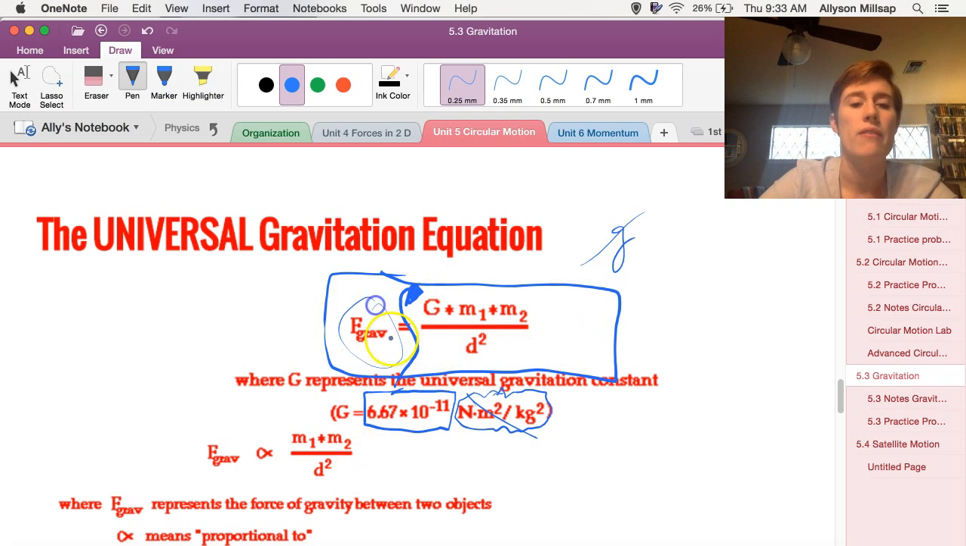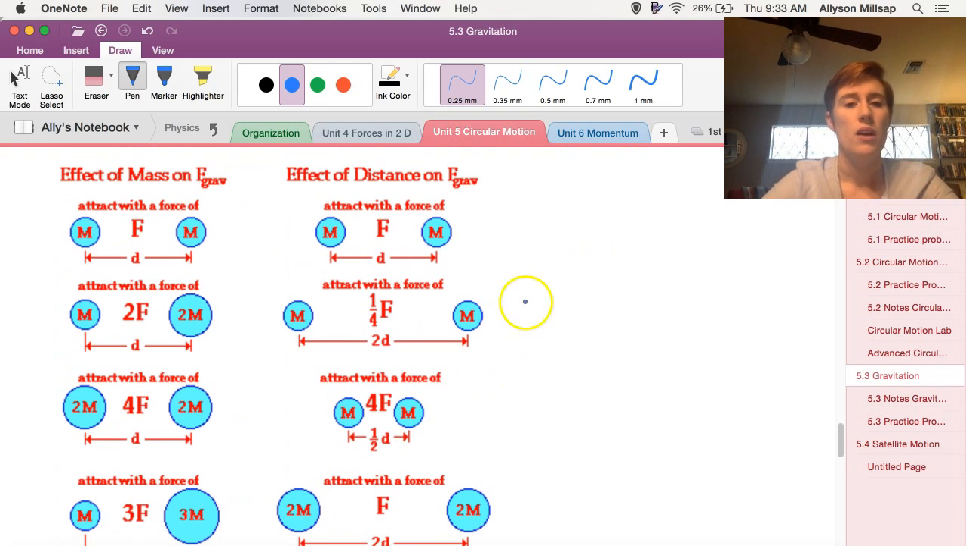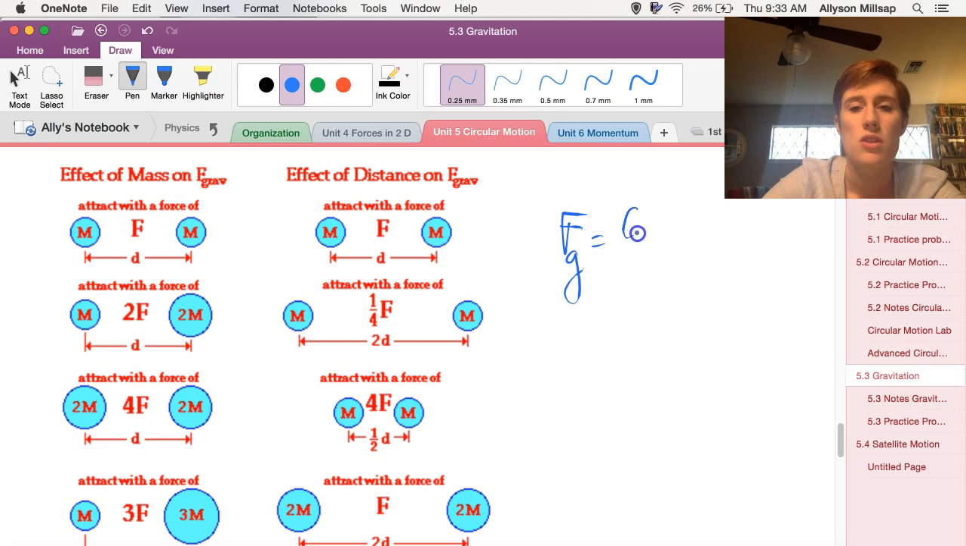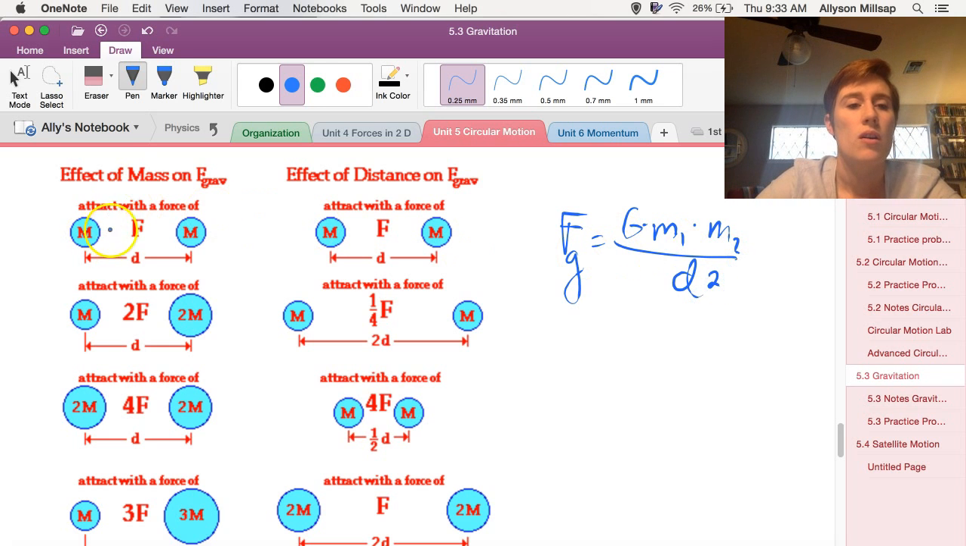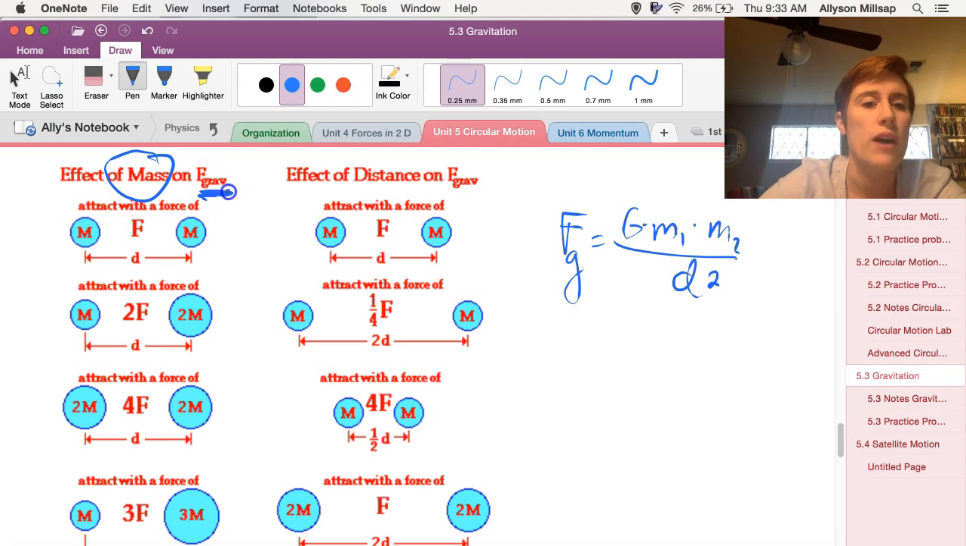Basically, the force of gravity between two objects will equal G times the mass of the first object times the mass of the second object divided by the distance between the objects squared. So if we look at this formula, force of gravity equals G times m1 times m2 divided by d squared. What happens to the force of gravity when we change mass?